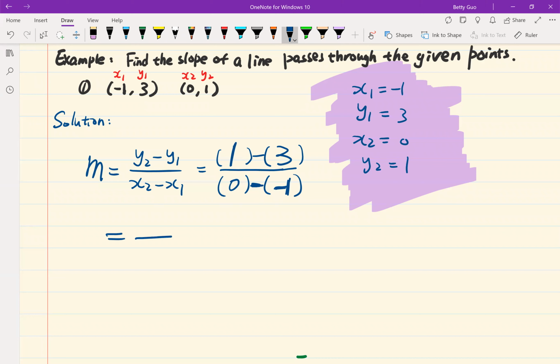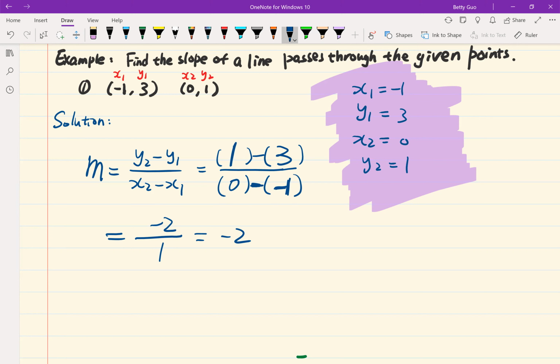Let's continue here. Numerator, what's 1 minus 3? Negative 2. Denominator, what's 0 minus negative 1? We talked about this in chapter 1, right? Minusing a negative number is the same as plus the positive number, right? Minus negative 1 is plus positive 1, correct? So the slope here is negative 2. Do you see that?